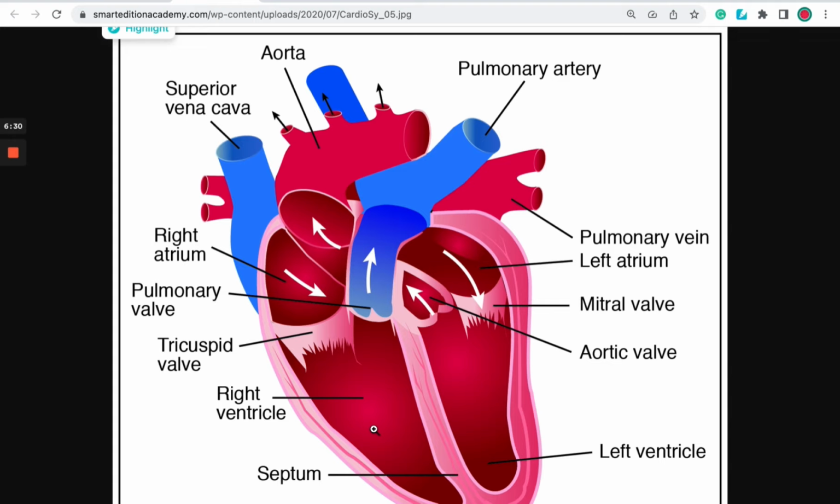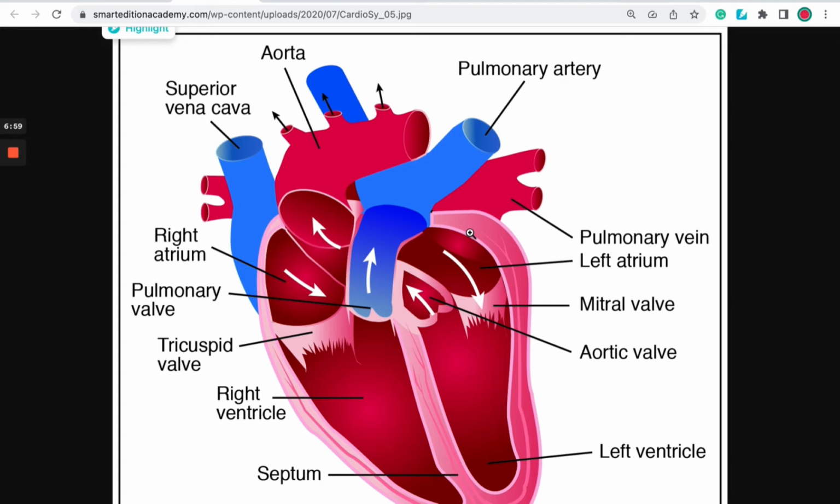The right ventricle contracts and pushes blood through the pulmonary valve into the pulmonary artery, where the blood then travels to the lungs and becomes oxygenated. Oxygenated blood enters the left atrium right here by way of the pulmonary vein. So remember, this is the only time that oxygenated blood is going to be transported by a vein.